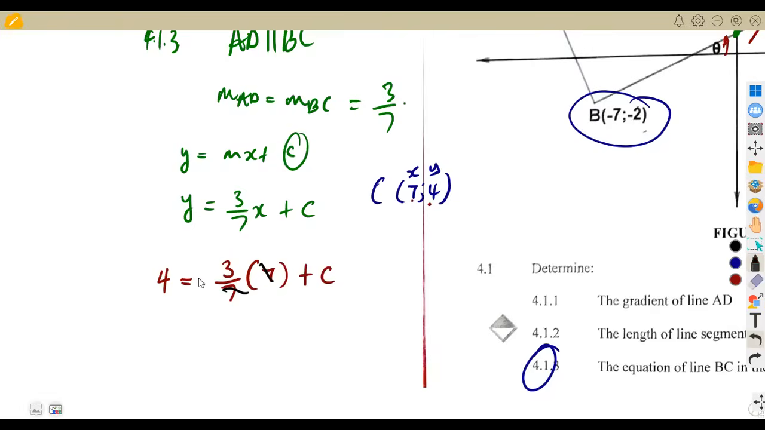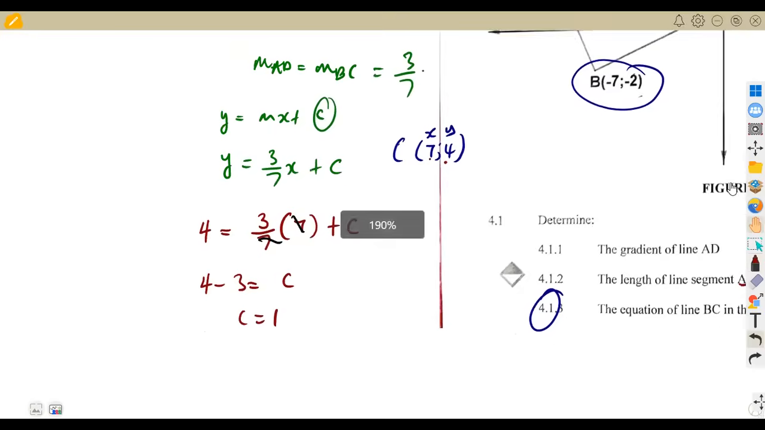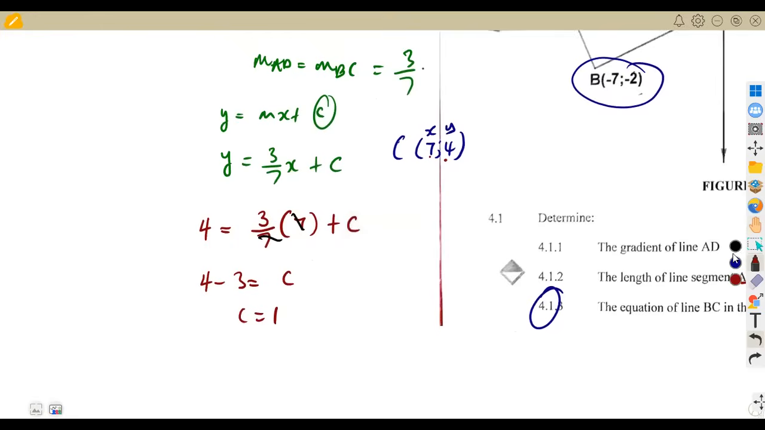So we can simplify from our calculator. This is going to give us a 3. Then we transpose that 3 to the other side. We're going to have 4 minus 3 is equal to c. That means 4 minus 3 will give us a 1. So therefore, remember I said our equation must be written in the form of y is equal to mx plus c. So our equation is going to be y is equal to 3 over 7x plus c, which in this case is a positive 1.